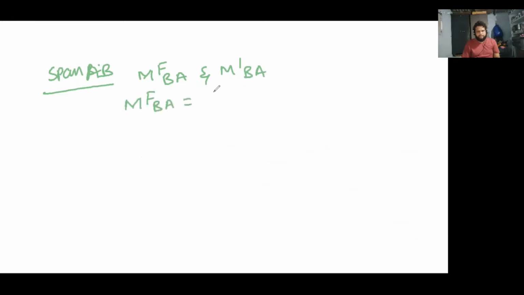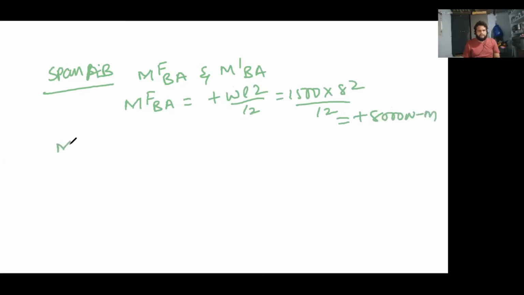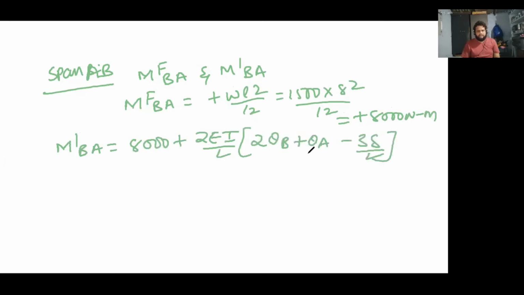Now, next span, BA. Now I have to calculate MFBA and M dash BA. MFBA equals plus WL square by 12. W is 1500 times length 8 square by 12, which gives plus 8000 Newton meter. Now our M dash BA will become plus 8000 plus 2EI by L into 2 theta B plus theta A minus 3 delta by L. Here theta A is 0.